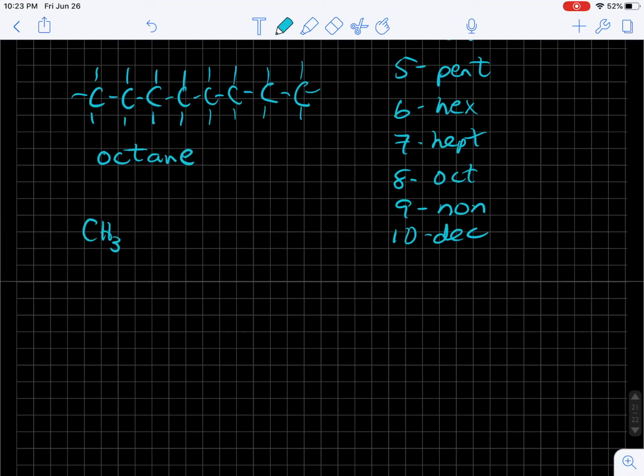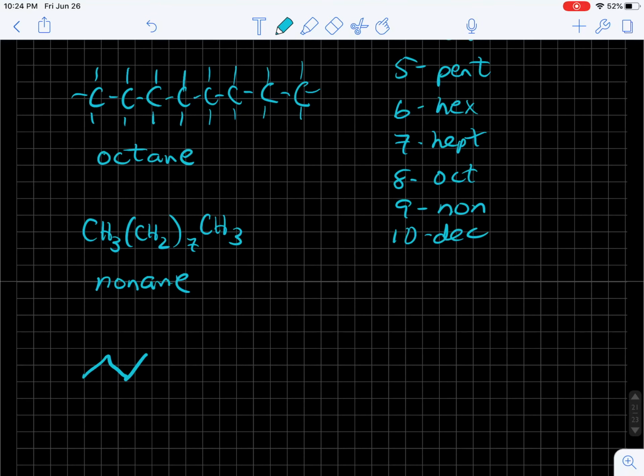Here's another way they could present it. What if they gave you this? CH3, CH2 with a subscript 7, and then CH3. Well, how many carbons do we have? We know from our atom inventory, we have a total of 9 here. 1 on each terminal end, and then in the middle, there's 7 CH2 groups. That's a total of 9 carbons. So this is going to be known for 9 and ane.